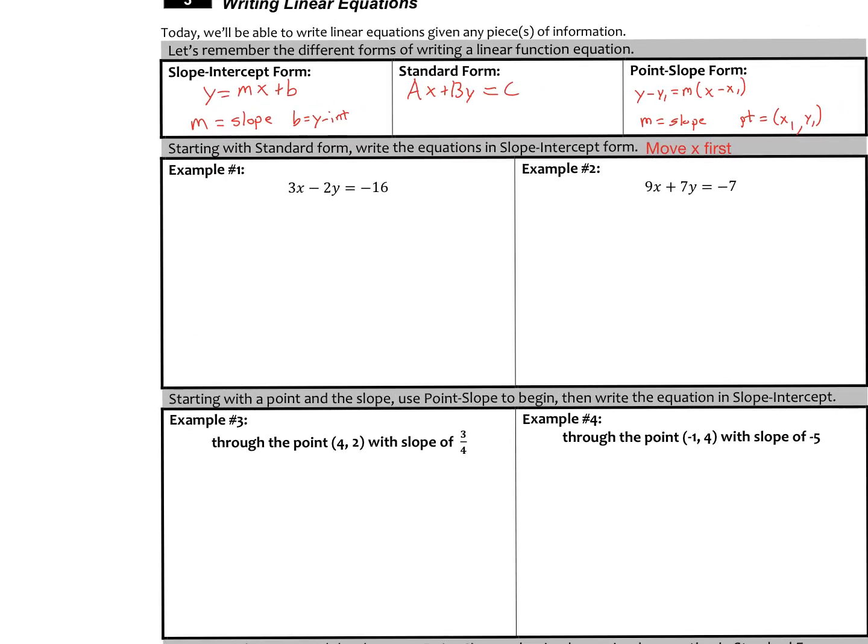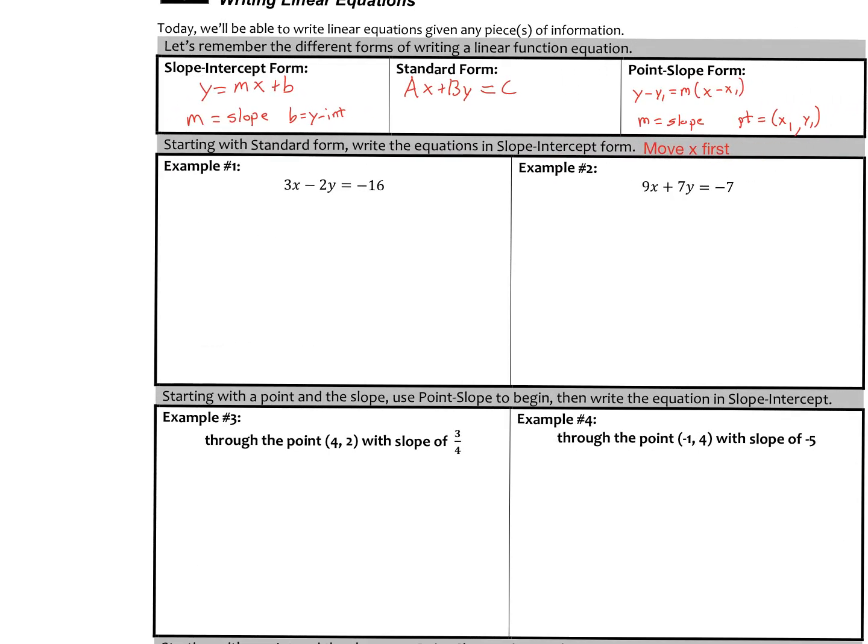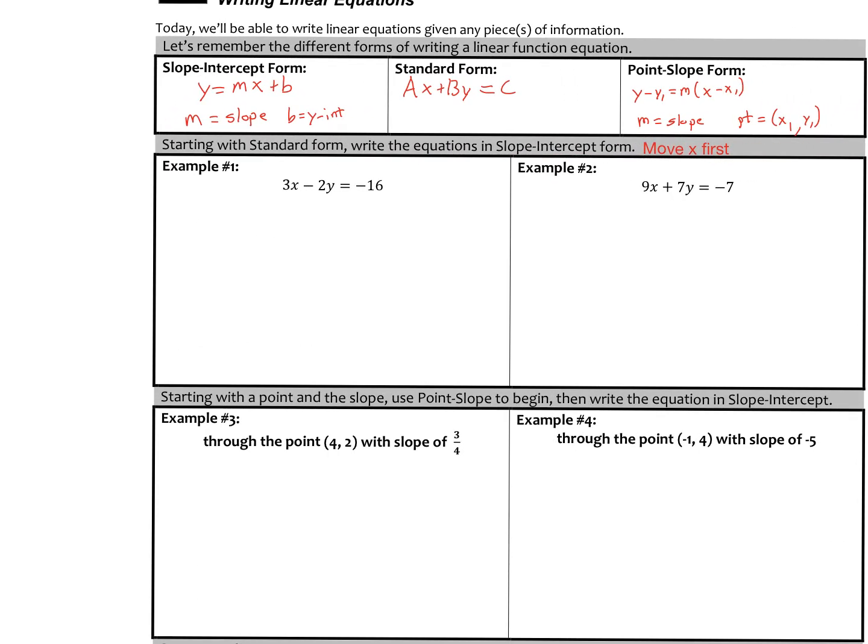So we are going to take these three types and change them into different forms. The first one is we are given standard form, and we're changing it to slope-intercept form, which is y equals mx plus b. And I gave you a tip: move x first. So how do we move x? Well, we have to do the opposite. So if it's a positive 3x, we subtract it.